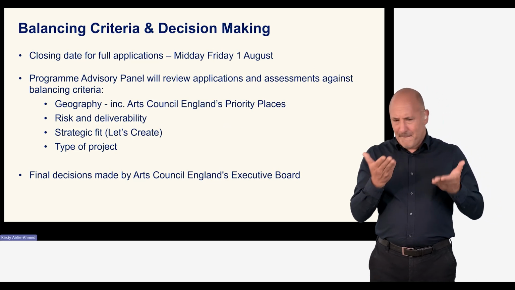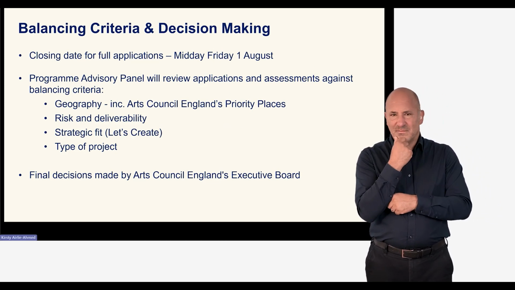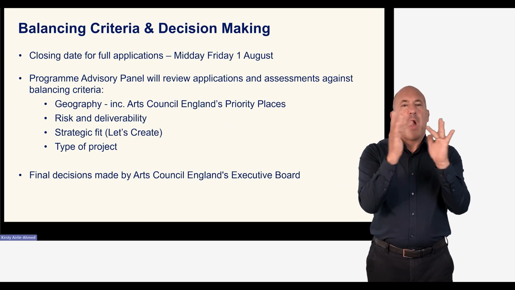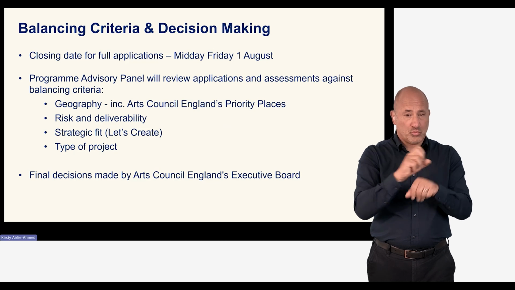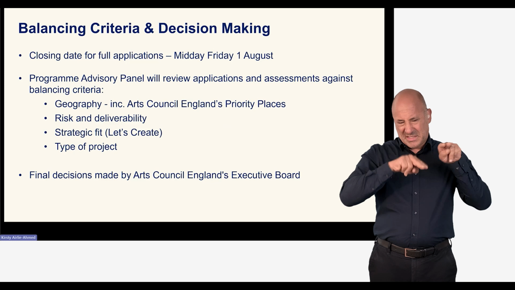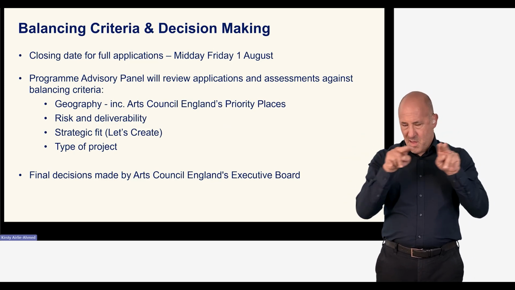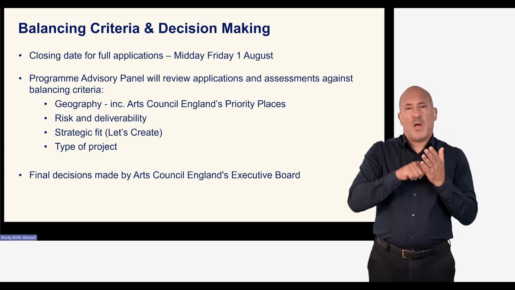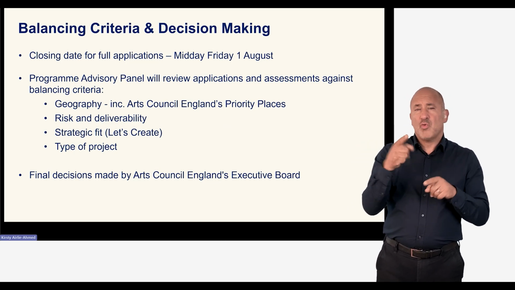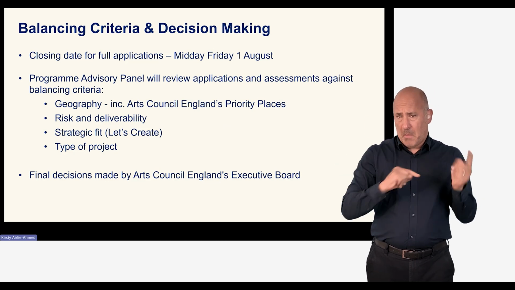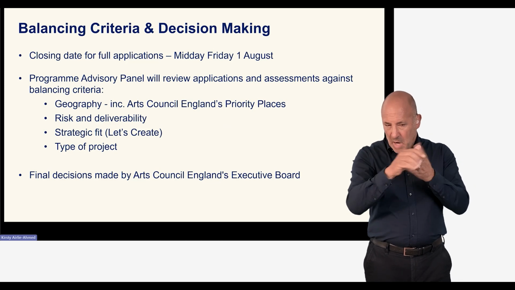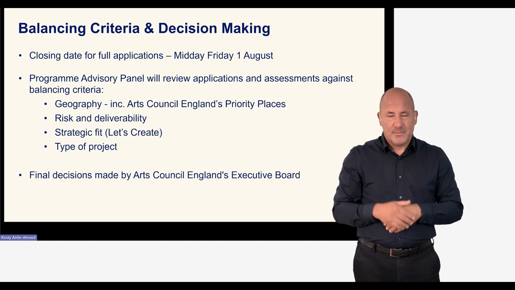So moving on to our balancing criteria and decision making. What happens next? Full applications must be submitted on Grantium by midday, Friday, the 1st of August. Applications are then assessed by Arts Council England against the criteria outlined in the guidance. A programme advisory panel, which is made up of both Arts Council England and DCMS staff, as well as representatives and experts from the library sector, will then review these assessments and make recommendations on which applications could be funded.